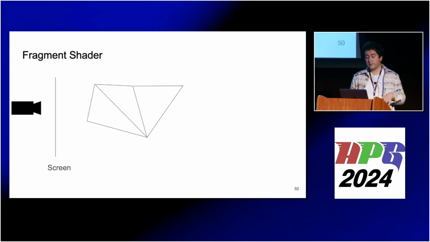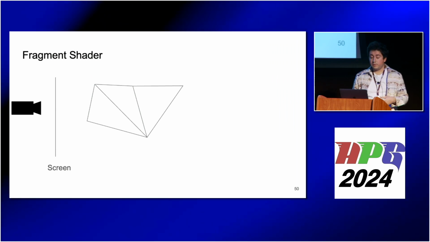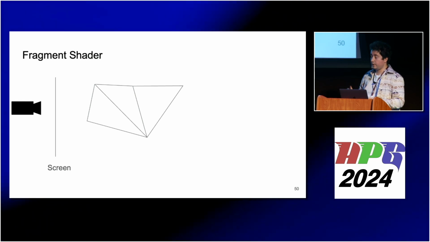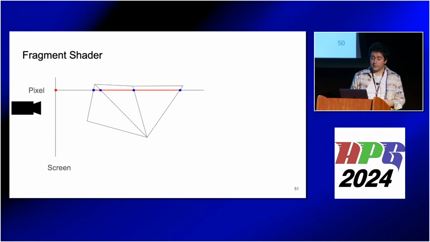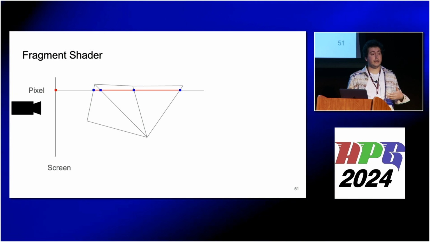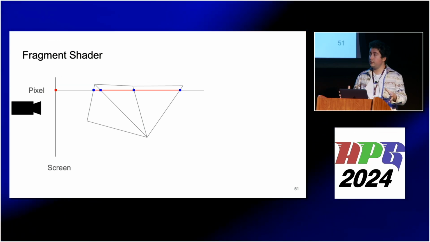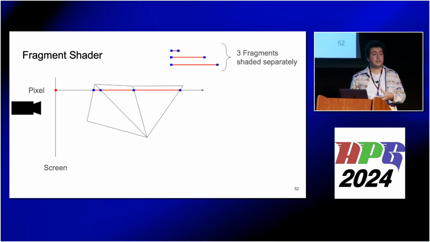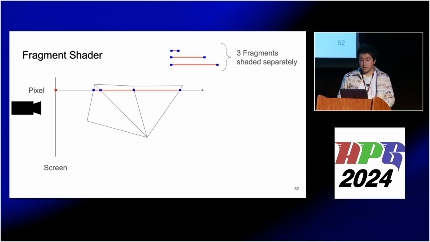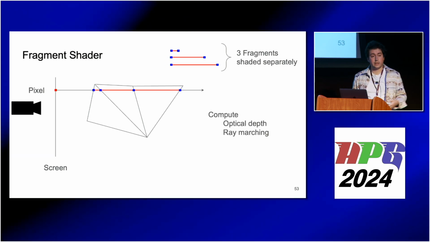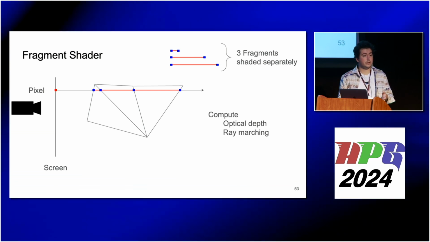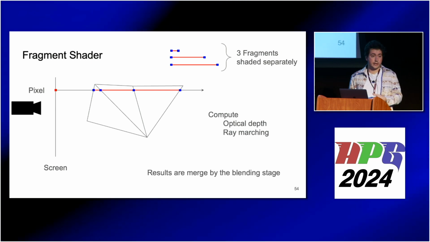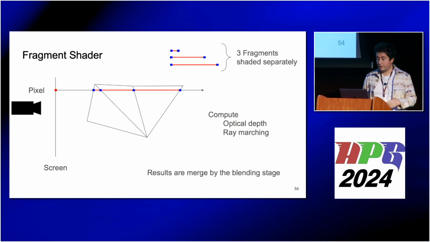And now if we focus a bit on what's happening in the fragment shader, let's check this very simple scene. We have 3 tetrahedrons, and it's a cut view here. What we have is, for each pixel, we trace a ray, and we can see here that we have 3 intervals appearing. And these 3 intervals will be shaded separately in 3 different invocations of the fragment shader. And the fragment shader can compute optical depths or do raymarching within each of these intervals. And finally, results are merged by the blending stage or by the depth buffer stage.